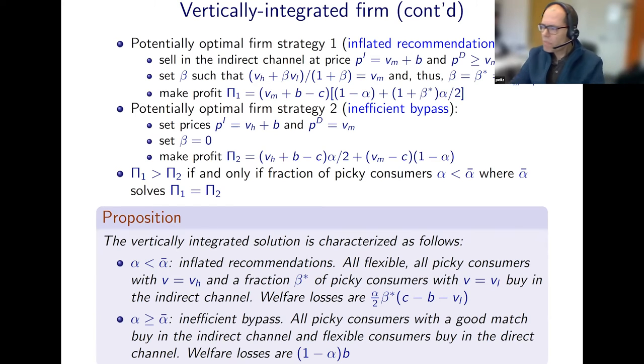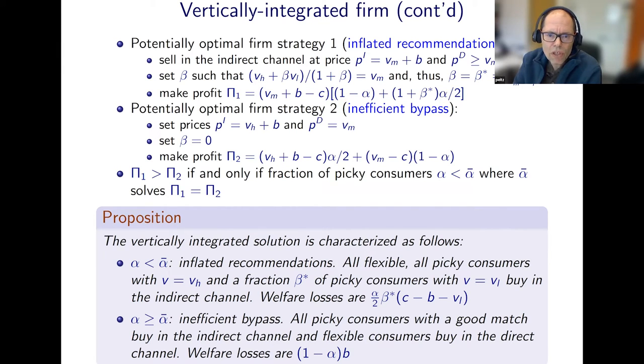What I spell out on this page, I can go through quickly because I already gave the intuition of what is happening. There are two potentially optimal strategies, inflated recommendation or inefficient bypass. The inefficient bypass outcome is straightforward. Here the price on the indirect channel is VH plus B, as we saw on the drawing and the figure. And the price in the direct channel is again the full surplus extraction of the flexible consumers, and their willingness to pay for the direct channel is VM. Here there's no recommendation bias, and we can write down the profits of the firm using this strategy.